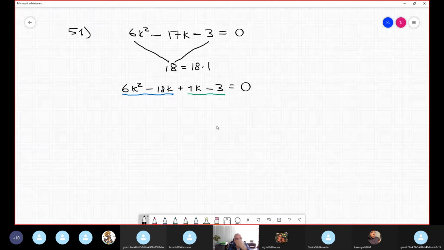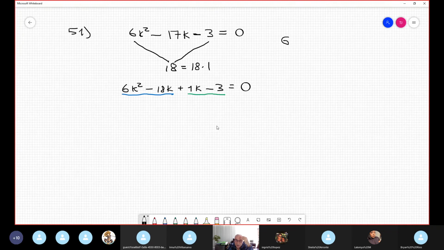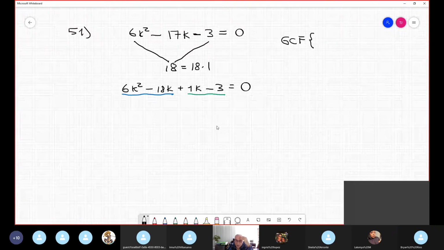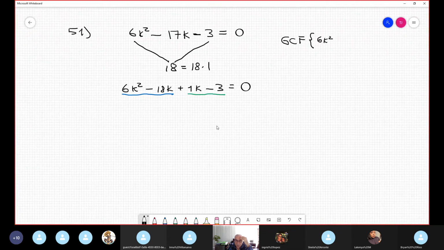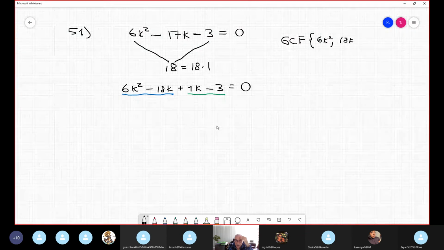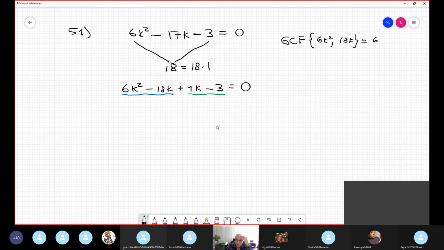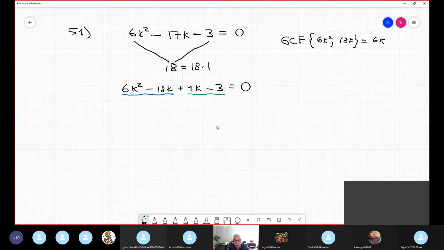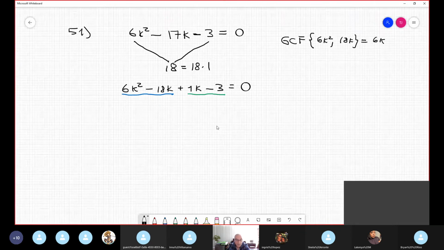What is the GCF in the first couple? The GCF between 6k squared and 18k is 6. Okay, Giancarlo, it's 6, but you forgot the variable part, the k part. Please, when I teach this, I repeat it several times: don't forget the numerical and variable factor out.